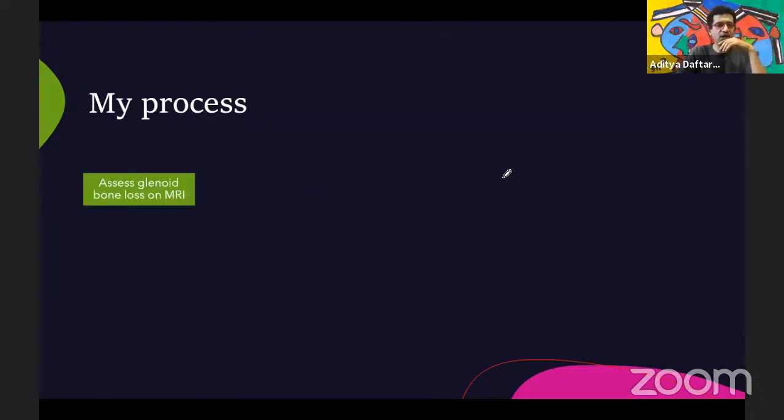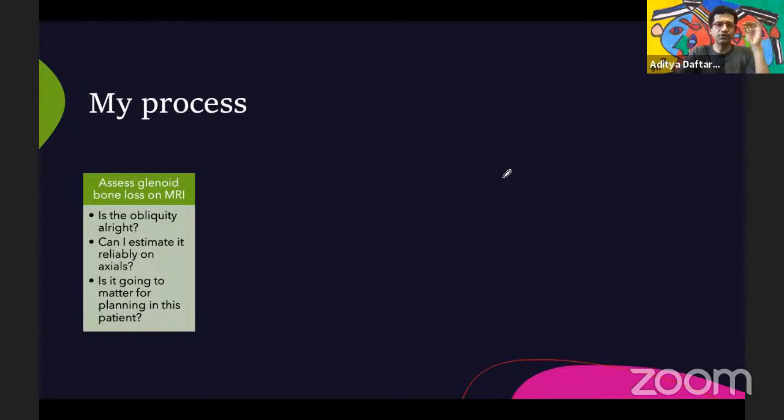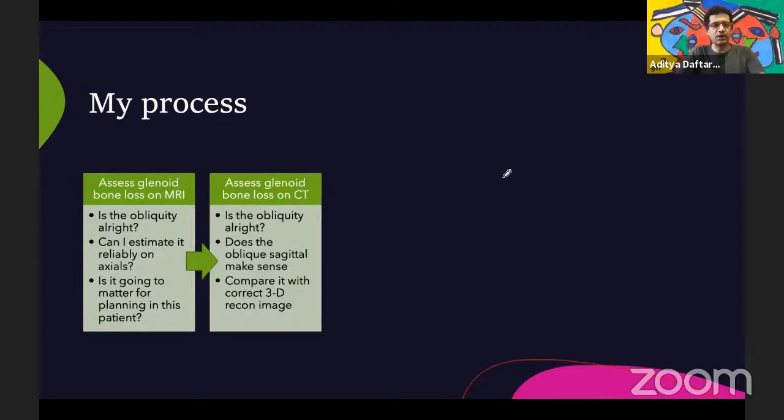So my process is typically that I assess the glenoid bone loss on MRI. I look for the obliquity, is it right or not? Can I estimate it reliably on axials? And then is this going to matter for planning in this particular patient? If I'm not confident based on that, then we'll look at assessing the glenoid bone loss on CT. And is the obliquity all right again? Does the oblique sagittal make sense? And I compare it with the 3D reconstructed image to further confirm what I'm trying to identify.